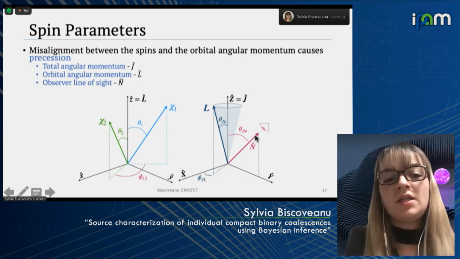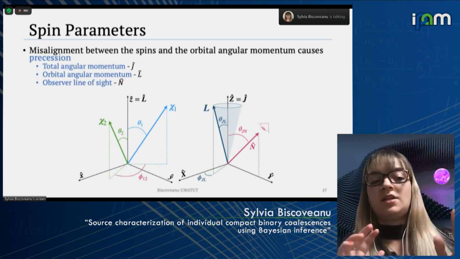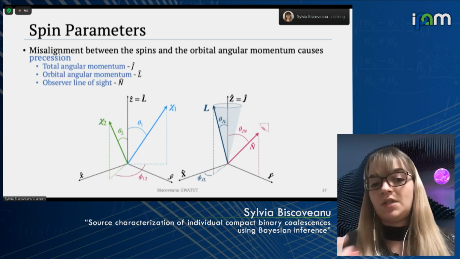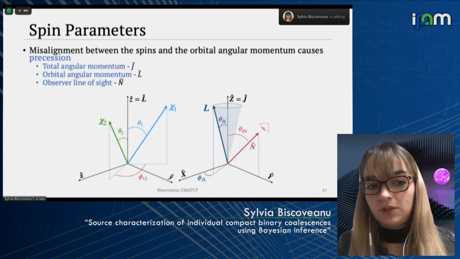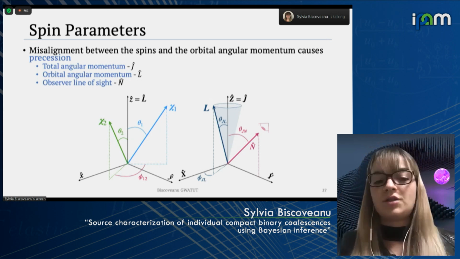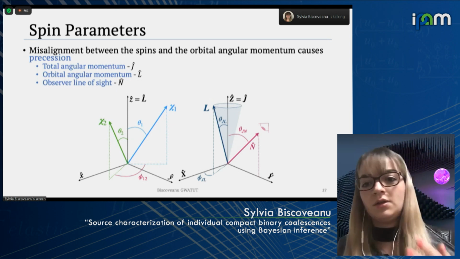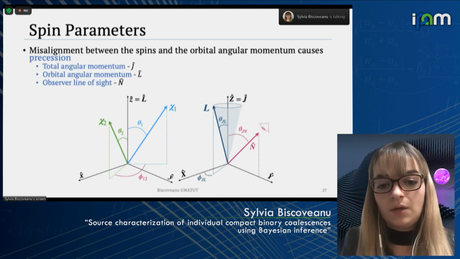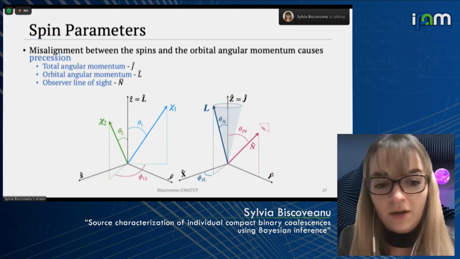And the reason that we use this spherical representation of the spins instead of, for example, just the 6-dimensional XYZ Cartesian components is because it's easier to apply an astrophysically motivated prior on the angles and magnitudes than it is on the Cartesian components. And so I'll talk about the priors in a few slides.